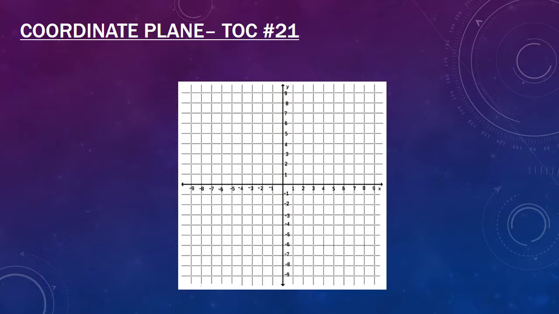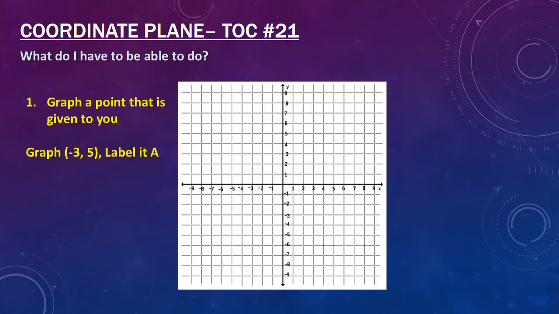Okay, and then the last little bit I want you to know is, what do you have to be able to do when you're given a coordinate plane? So the first thing you have to do is graph a point that is given to you. So for example, if I said graph -3, 5, and then label it A, then I have to look and say, okay, well, what does -3, 5 mean?